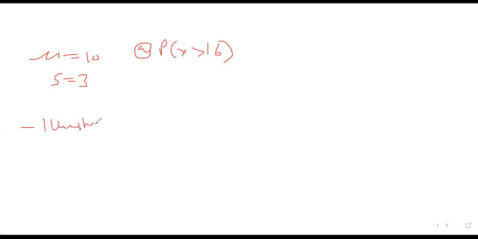So if you're given a scenario question where we're told that mean is 10, standard deviation is 3, find the probability that x is greater than 16. So I need you to use 4 steps. Number 1, illustrate. Number 2, shade. Number 3, standardize. Number 4, apply.